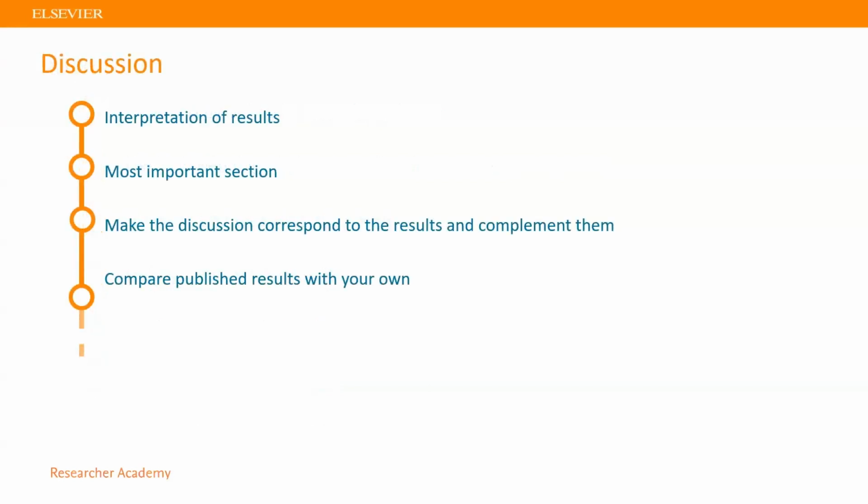Then we get into the discussion section. This is where you, of course, interpret your results. In my mind, this is the most important section of the article. This is really where you're selling your data effectively. I know that a huge number of manuscripts are actually rejected because the discussion is weak and it doesn't really go into much more than just a small description of the results.